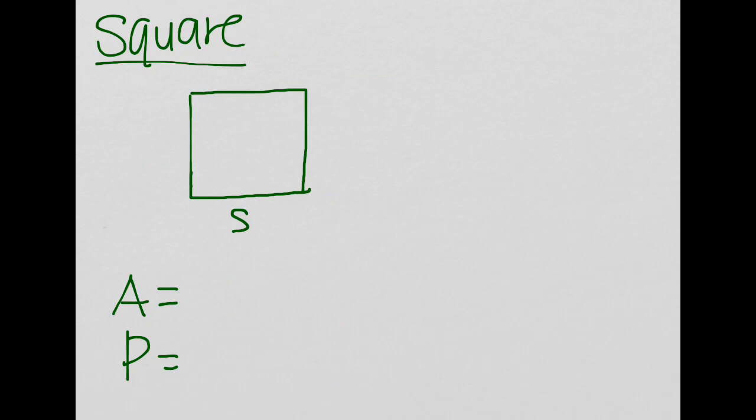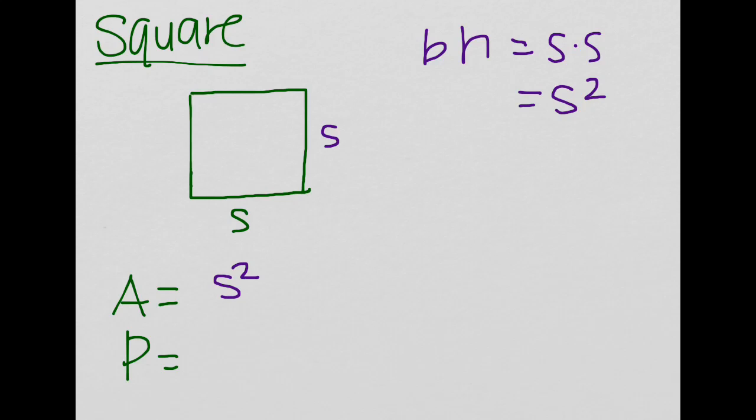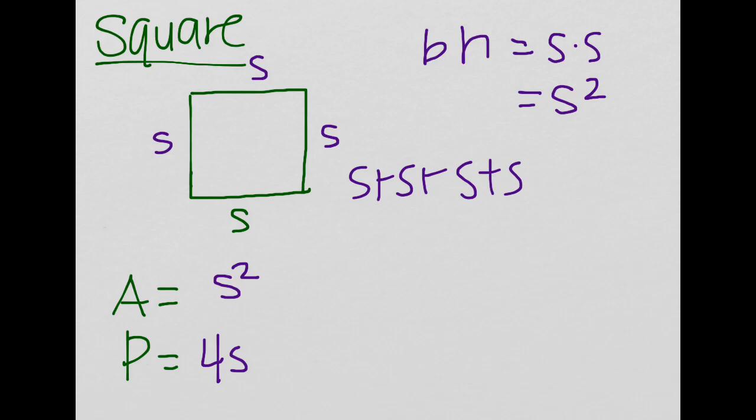Okay, the square. The area, well, we know that the area of a rectangle is base times height. But in a square, remember that both the base and the height are the same, so it's really equal to s times s, which is equal to s squared, because this side is also s. So the area is equal to s squared. The perimeter, we know that these other sides are s, is equal to 1, 2, 3, 4s. Because we add up s plus s plus s plus s, which is equal to 4s.